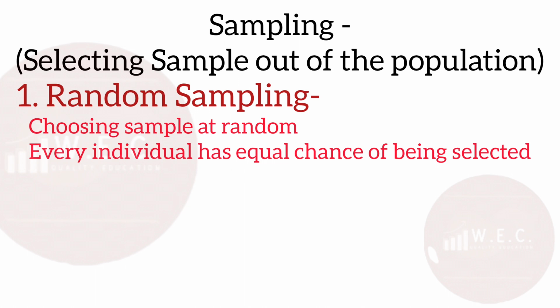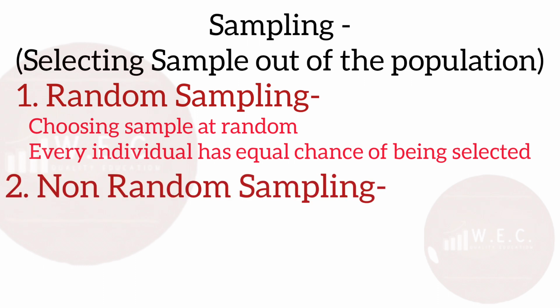In this case, out of the population, we randomly select a sample. First, we define the population, then we decide the size of the sample, and then choose the individuals randomly.